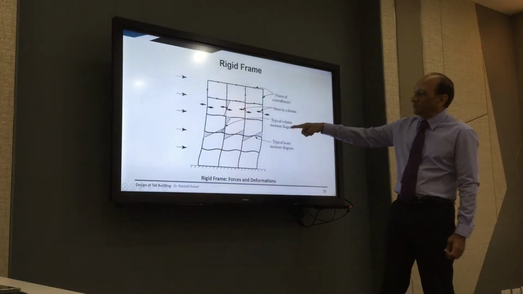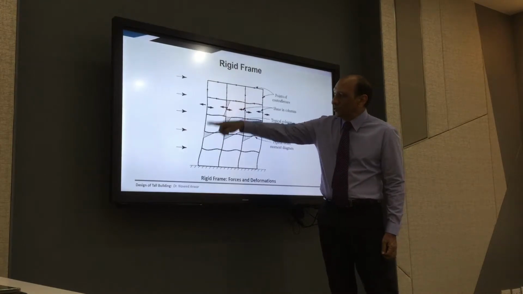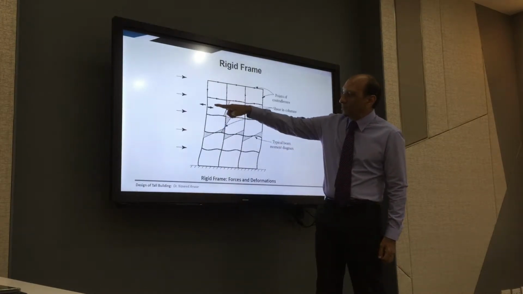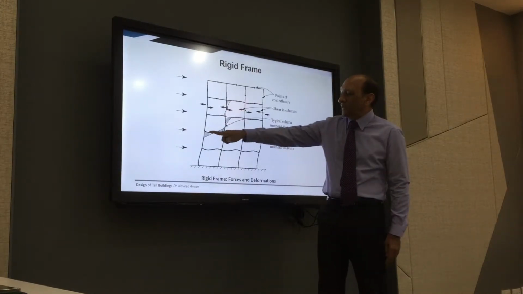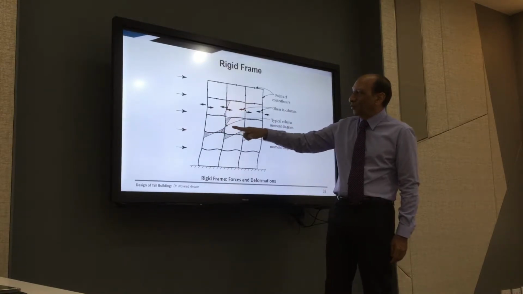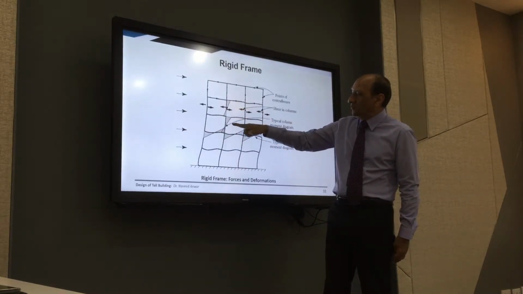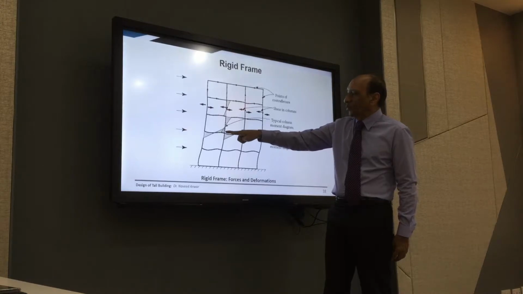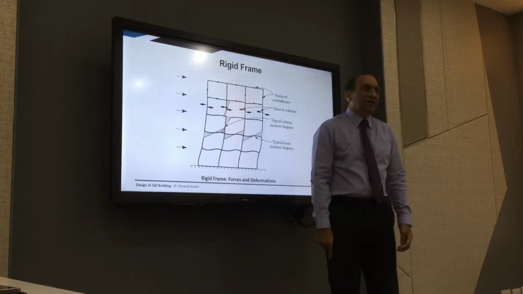So this is how rigid frame works. As you know, as I mentioned to you, it starts from the shear in the column. From the shear in the column, it creates a bending moment in the column. From the column, it goes to the beams.